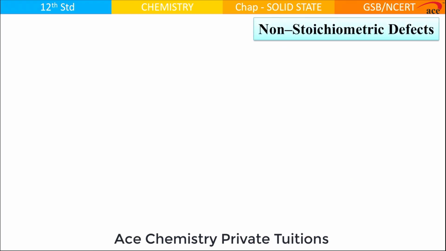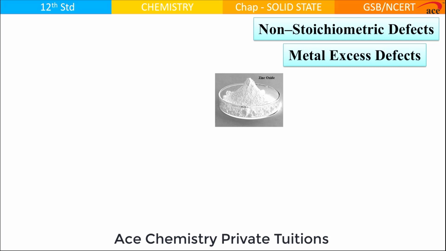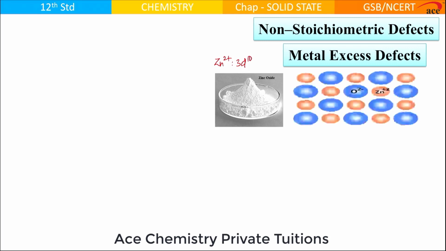After this, we go to next non-stoichiometric defect, metal excess defect. We are still there. We all know zinc oxide, which also doesn't have any unpaired electrons because Zn2+ is 3d10. It has no unpaired electrons. Therefore, zinc oxide is white in color at room temperature. So this is how zinc oxide is there. Zinc ions are surrounded by oxide ions from all the sides, and oxide ions are surrounded by smaller zinc ions from all the sides. This is your zinc oxide structure.